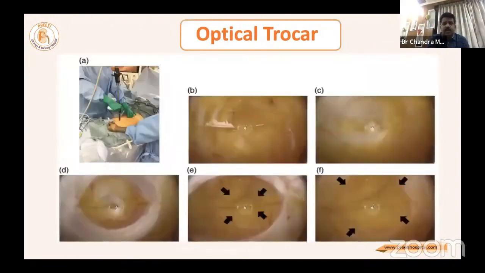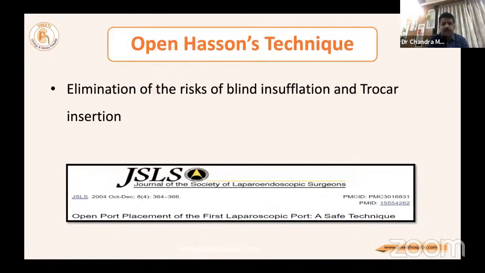Now coming to the trocar, the optical trocar, as Surya Prakash has already told, it has an eye at the tip. The moment you enter the peritoneum, it will show. So optical trocars are costly, so nobody uses them except in some corporate hospitals. In private practice, it is very difficult.